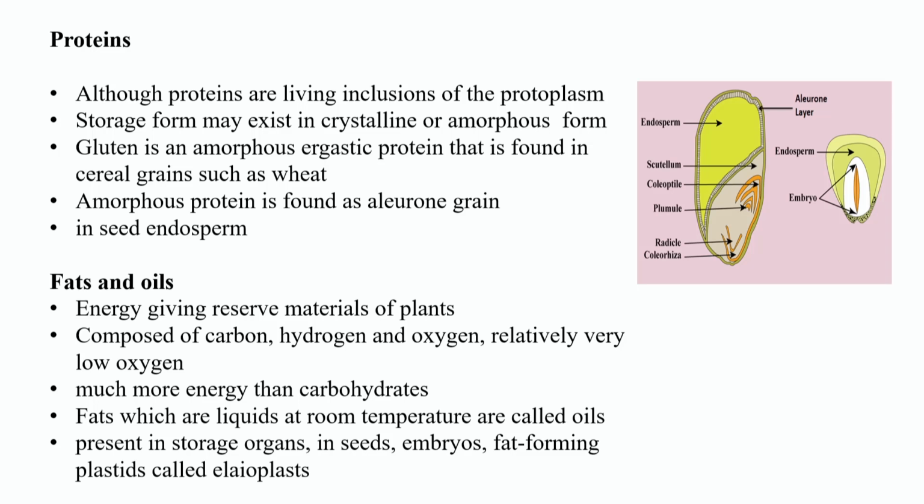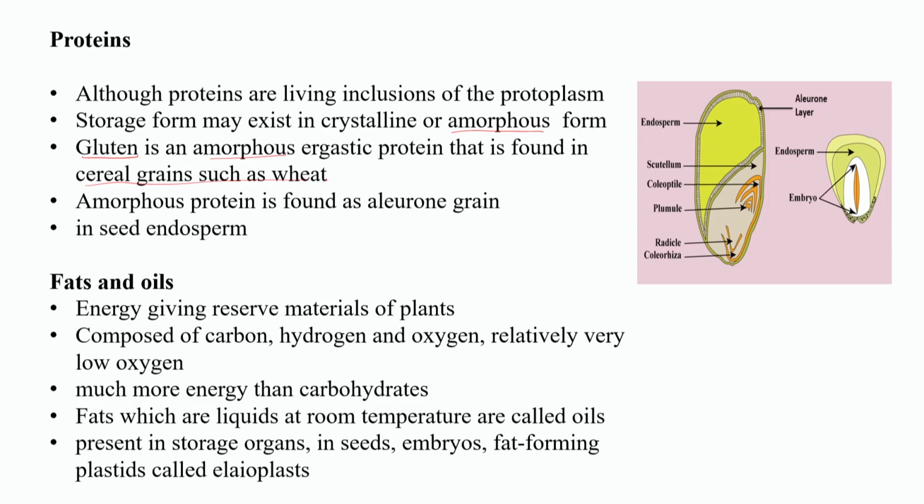But along with that, they are also stored as reserve food material, and different forms of proteins are observed in different plant species where they are also stored. Like gluten is an important protein which is stored in amorphous form in cereal grains of wheat. They could have a proper crystalline structure or be without a proper structure, that is amorphous form. So both types could be present in different plant groups.